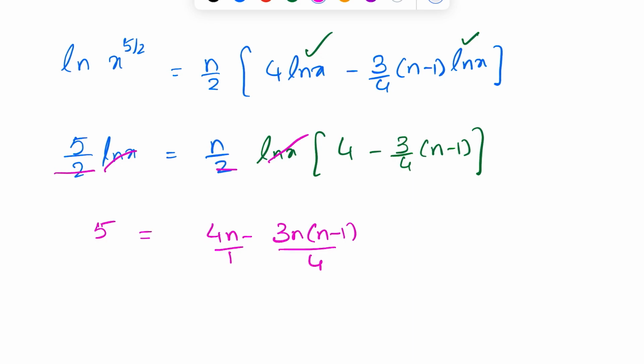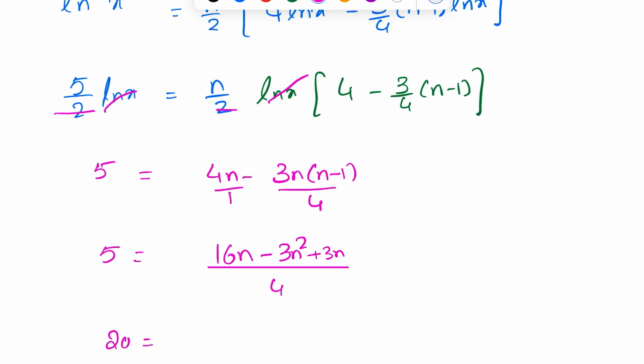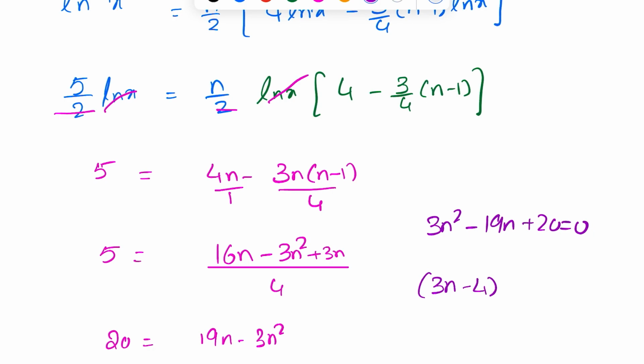So take the common denominator. 5 equals, 4 is a common denominator, 16n minus 3n square plus 3n. So 20 equals 19n minus 3n square. So I get a quadratic over there. What is that quadratic? 3n square minus 19n plus 20 equals 0. Directly factorizing it, I write (3n minus 4) times (n minus 5) equals 0. So n equals 4 upon 3 or 5. But n cannot be a fraction, so n equals 5 is going to be the answer.